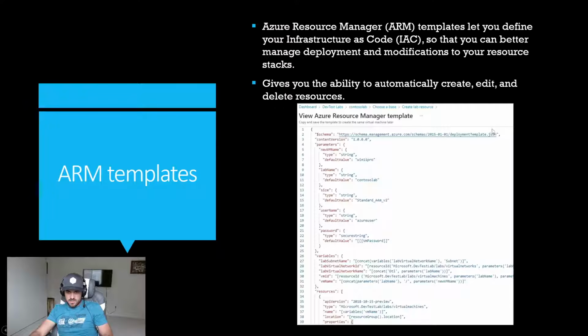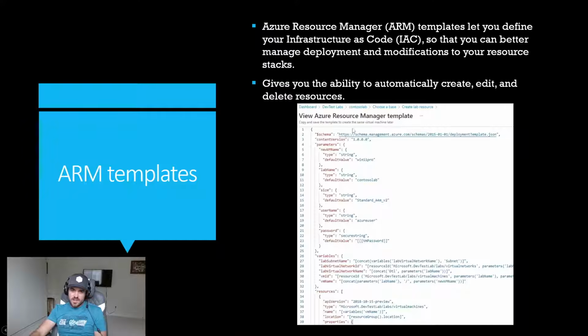ARM templates give you the ability to automatically create, edit, and delete your resources, and as you can see here, this is just a demo, a sample of what an ARM template may look like. Or a section of it rather. You can see it kind of cuts off, keeps going. These can potentially be quite large depending on what you've got going on, but of course you don't necessarily want to have all of your resources and your entire architecture in one template. You want to sort of segment things out, okay?